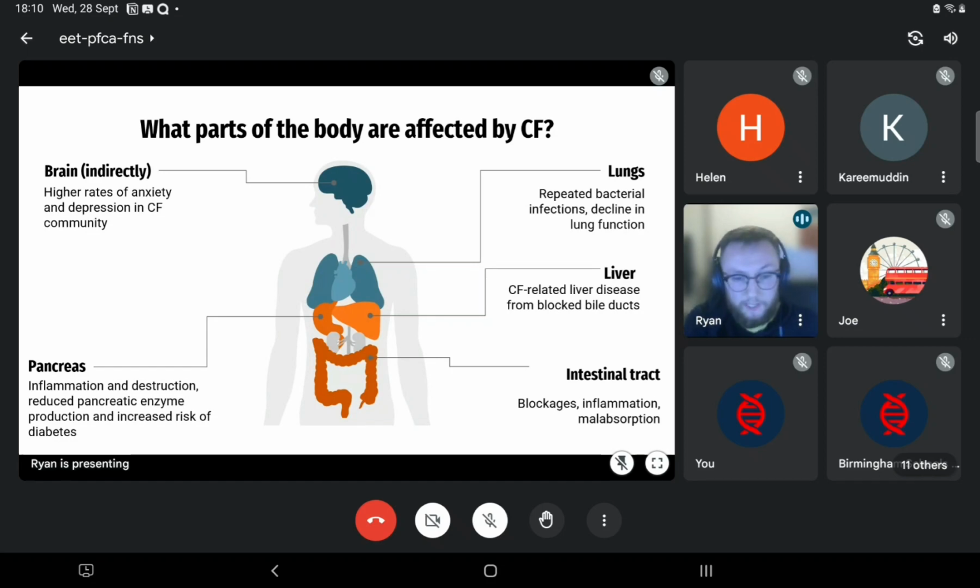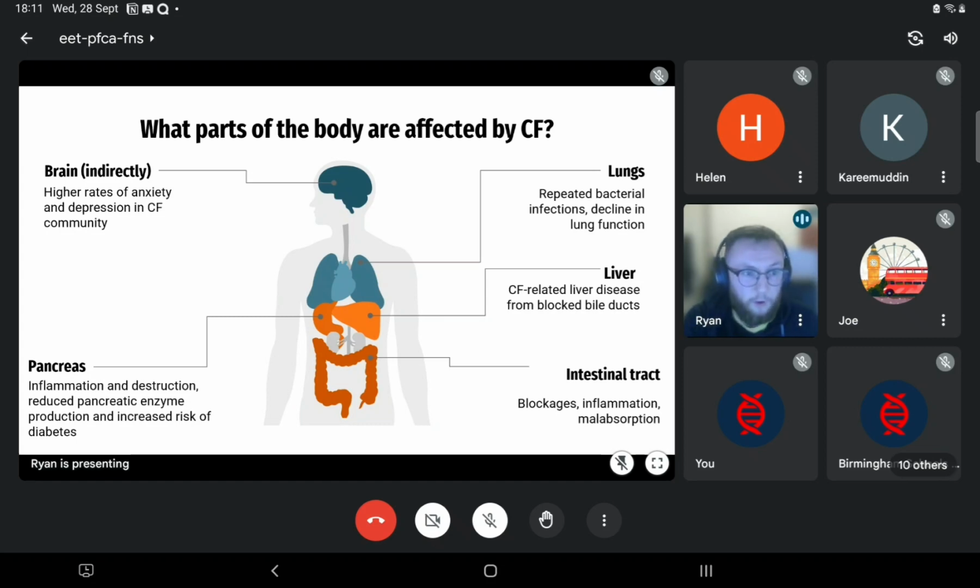When those enzymes are released, they accumulate and digest and inflame the pancreas to the point where it stops working. We have the liver, same sort of thing there, with the bile ducts. Bile is secreted by the liver to help you metabolize and absorb fat, and that gets blocked, so it's not doing a very good job. And we have the intestinal tract, which is my focus, where we get blockages, inflammation, and malabsorption of nutrients.